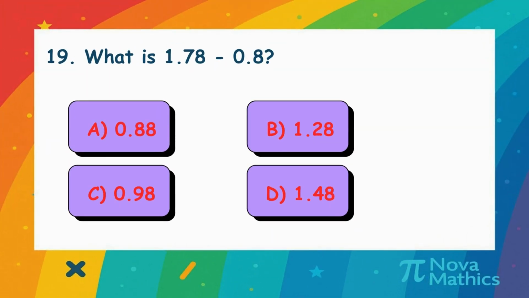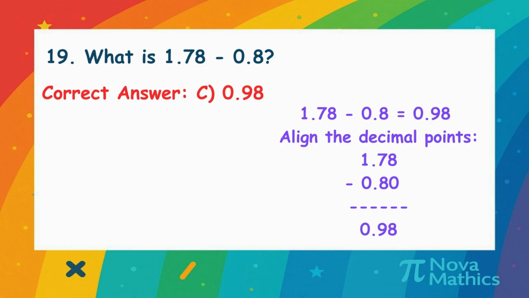19. What is 1.78 minus 0.8? Correct answer is 0.98. Subtract each digit, starting from the right. Keep the decimal in place. You get 0.98.